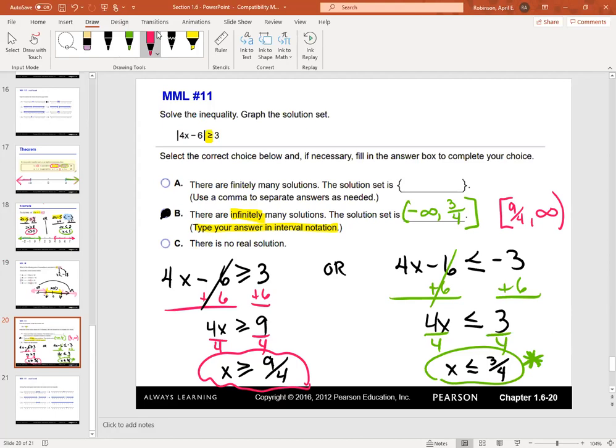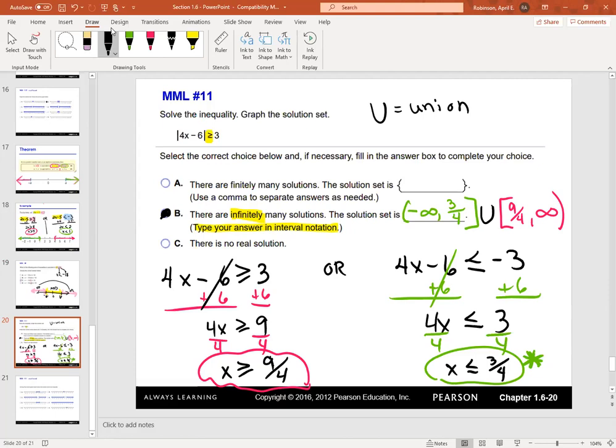Now, this didn't say anything about putting a comma in between. That's because when you're dealing with more than one interval, you have to use this symbol right here, which looks like the letter U, and that actually means a union, meaning everybody in this interval and everybody in that interval together in one big happy family.